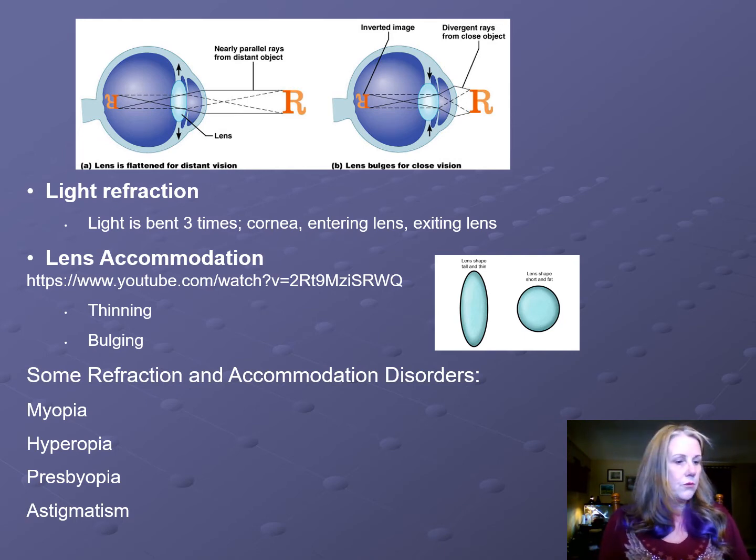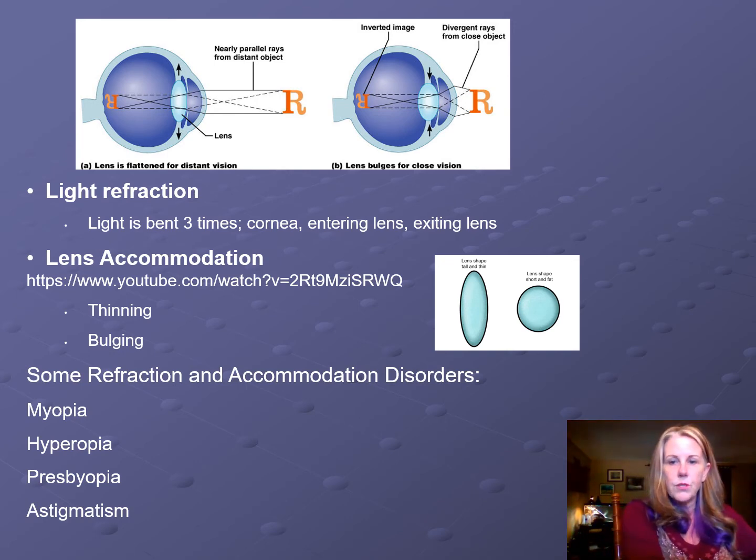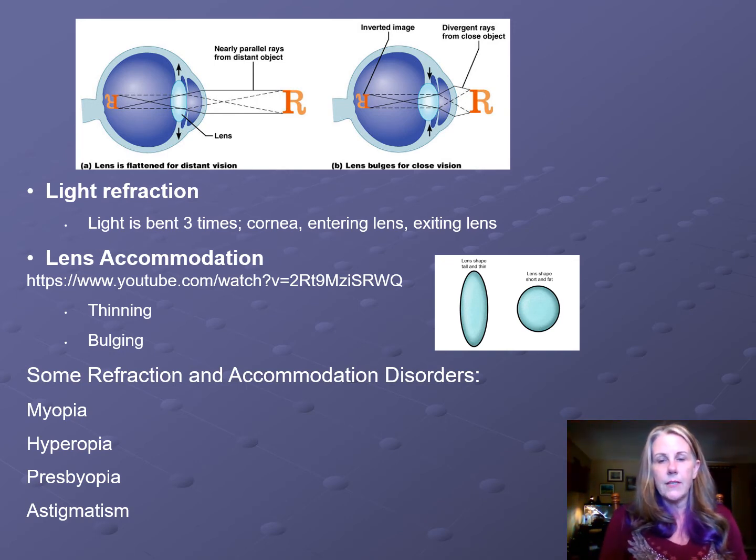Now, if we're going to read something, if I grab a book and start reading from a book or something up close, then my lens has to accommodate at that point as well. My lens will bulge. It would become thicker.